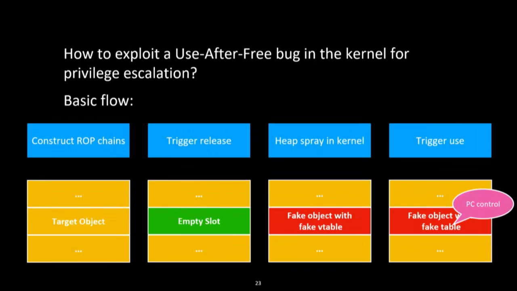So how to exploit a use-after-free bug in the kernel? Here is the basic flow. Firstly, we construct ROP chains and then trigger the release. After that, we use a fake object with a fake vtable to occupy the empty slot. Last but not least, we trigger the use-after-free by invoking the method of the old object.